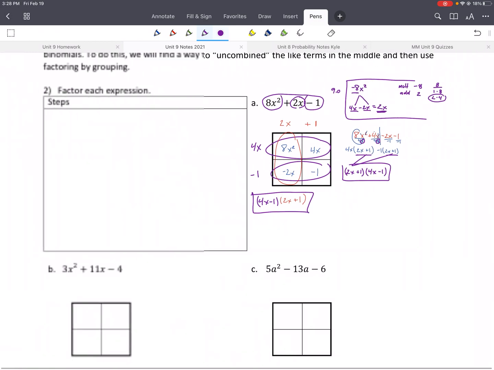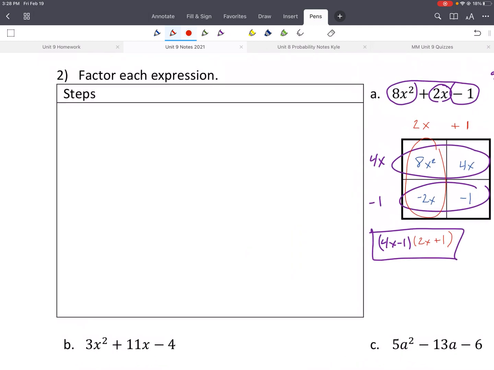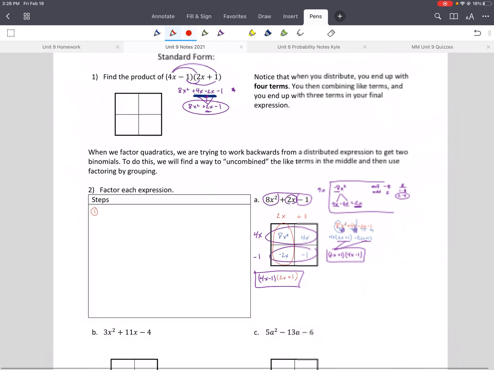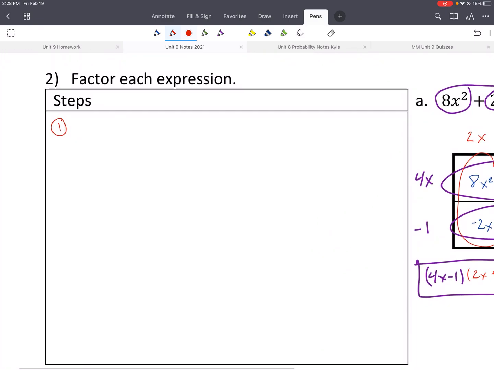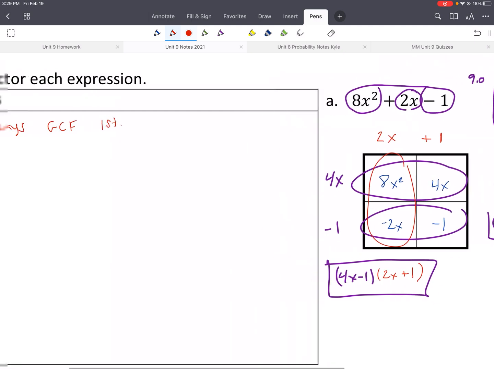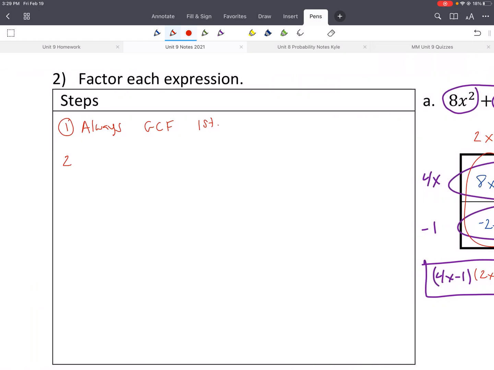Okay, so again, maybe we'll write down some steps. So first, what we need to do is always, again, do I have that on there? I don't think I do yet. Always greatest common factor first. If there is a greatest common factor for the 3 terms that we start with, then we should take it out.